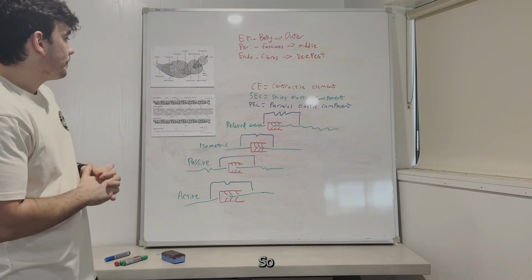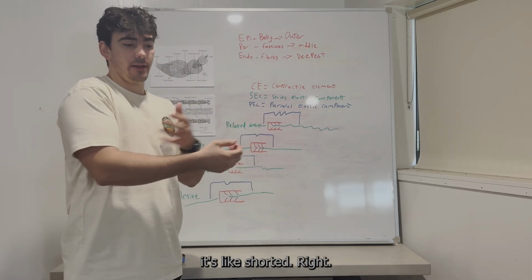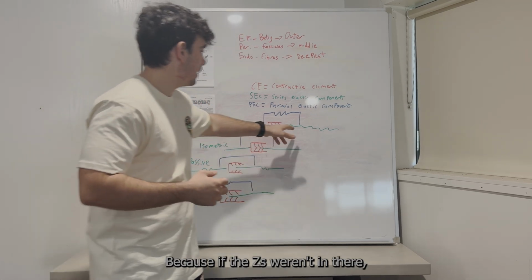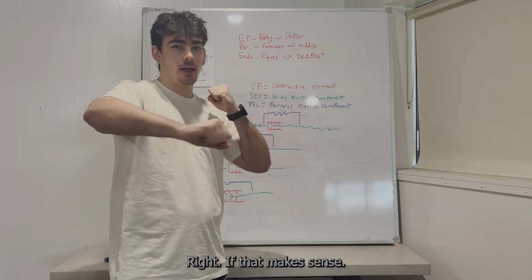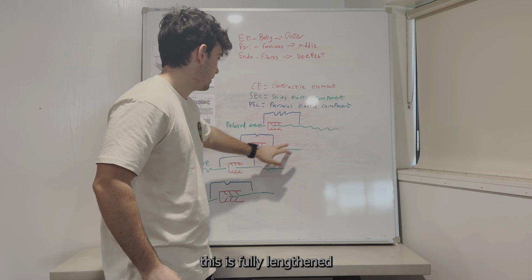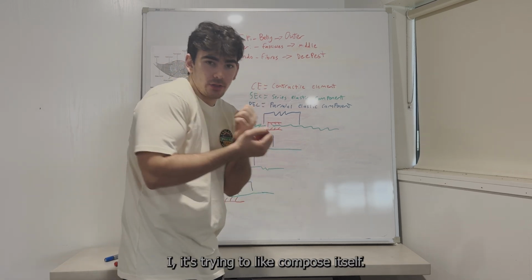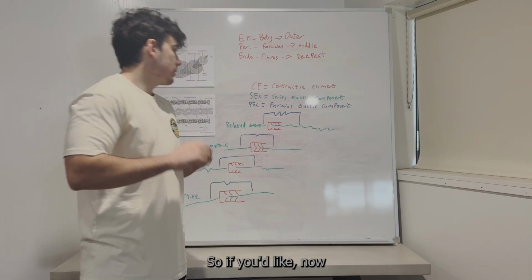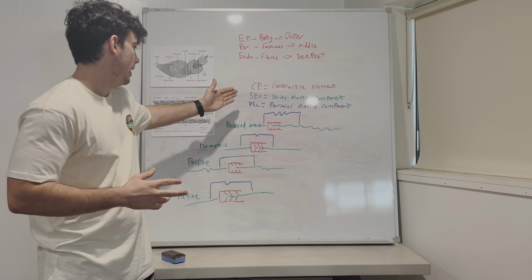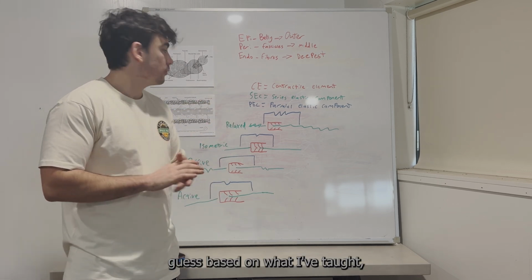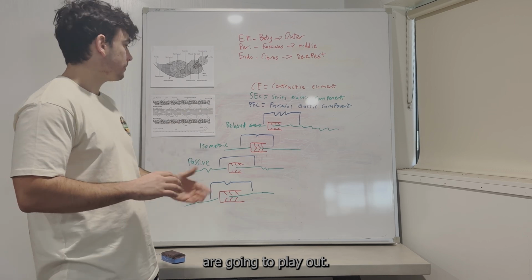So these little Zs in there represent that it's shortened, right? Because if the Zs weren't in there, it would be just as far as it could go. As you can see here, this is fully lengthened, and that's got some Z in it, so it's got some slackness. So it's shorter, it's trying to compose itself. If you'd like, now that I've explained that, you can pause the video for a second and try and guess, based on what I've taught, how these different scenarios are going to play out.